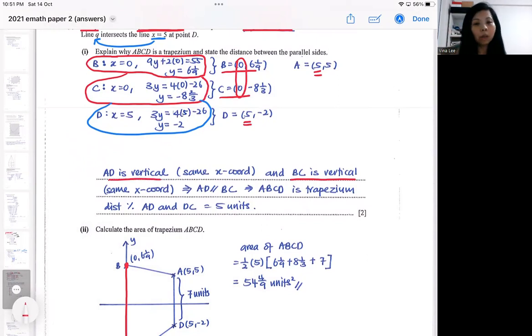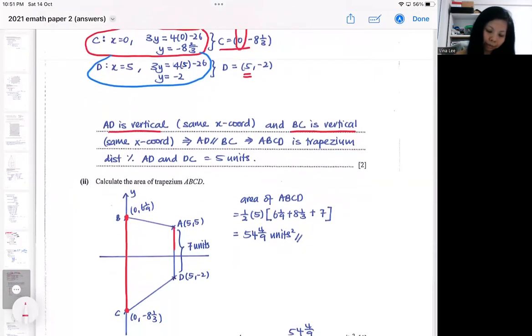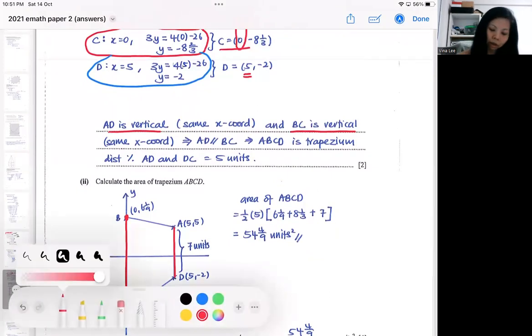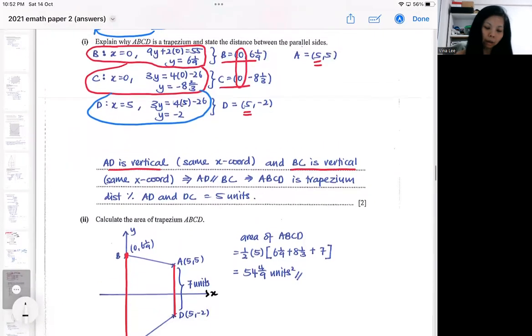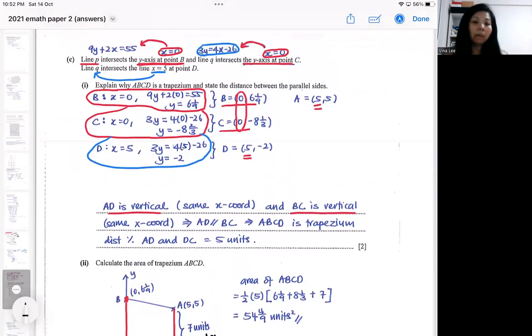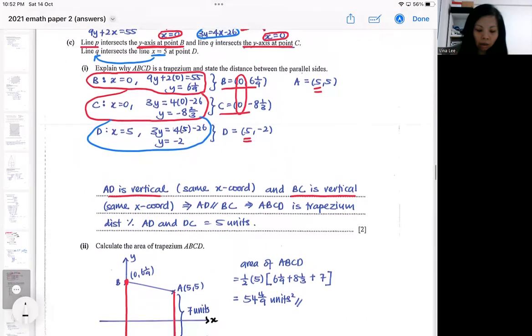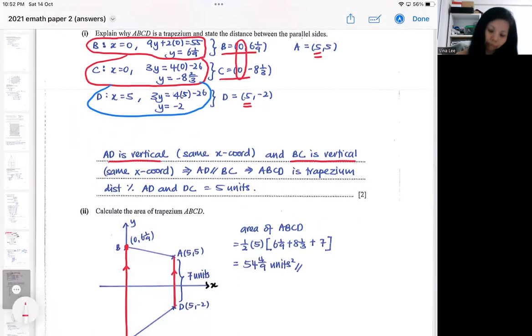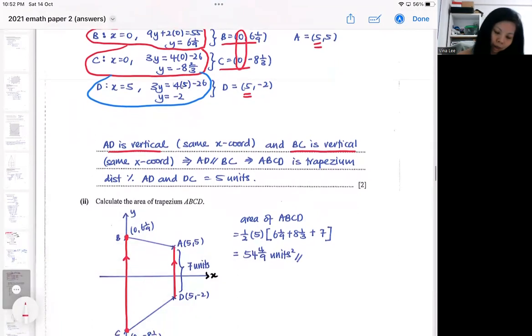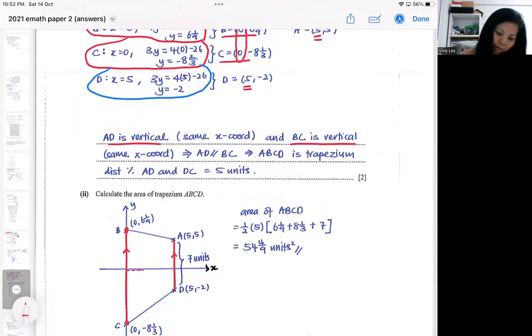But if you couldn't tell it from the coordinates, it's fine. You can just draw it out. If you draw it out, you will be able to see that it's actually vertical. So the explanation why ABCD is a trapezium is because you have two vertical lines. And because they are vertical, they end up being parallel. Of course, vertical lines are parallel. And you can tell the vertical distance will be 5 units.